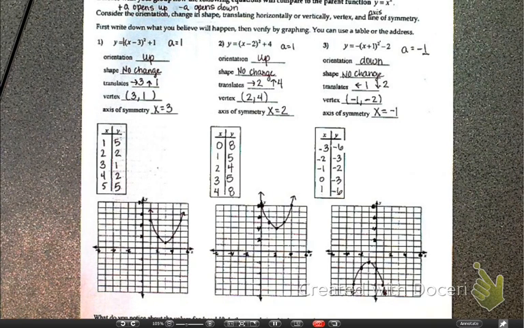Okay, so what I would like you to do is complete the 3 on the back with your group, or by yourself, I guess, if you want to. And then I'll come back in a few minutes.